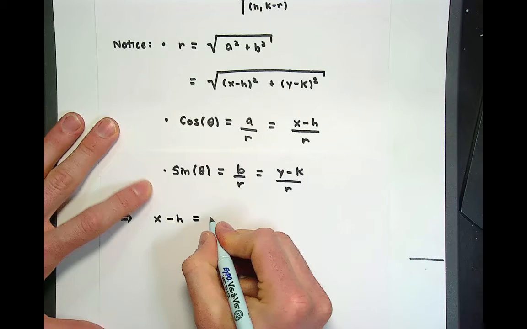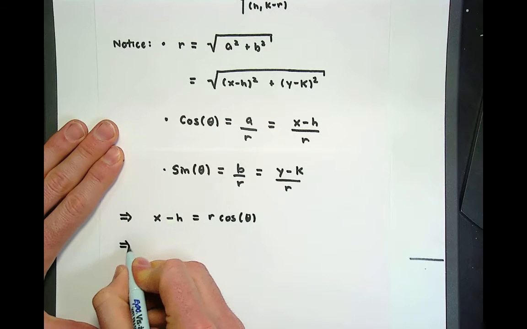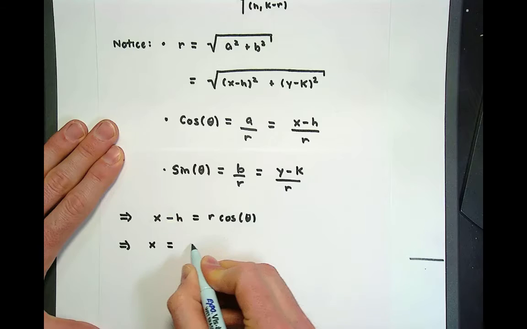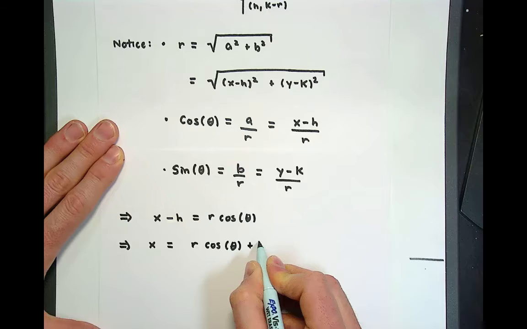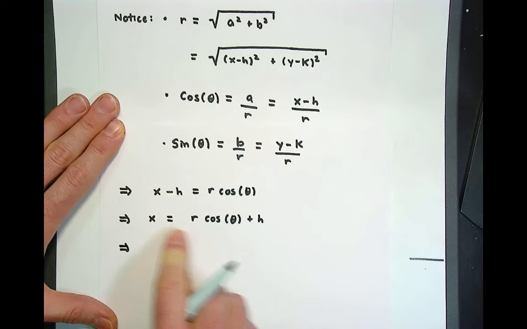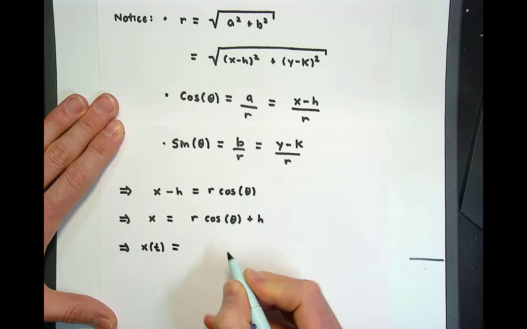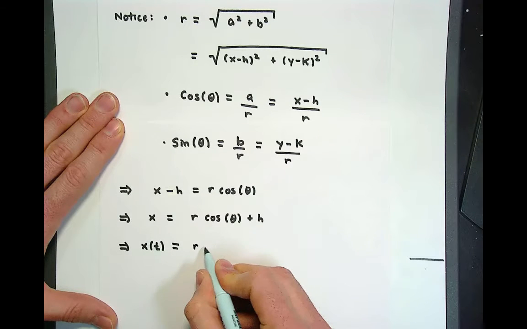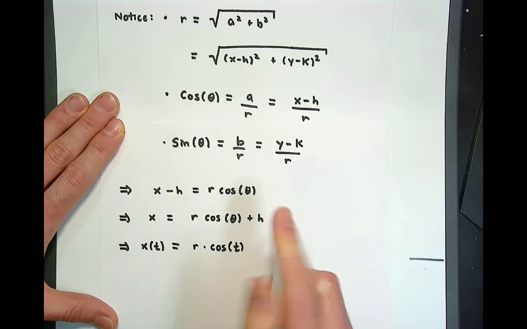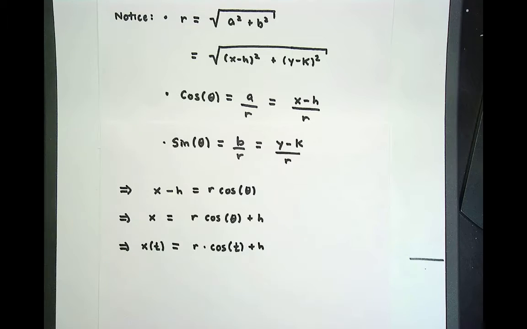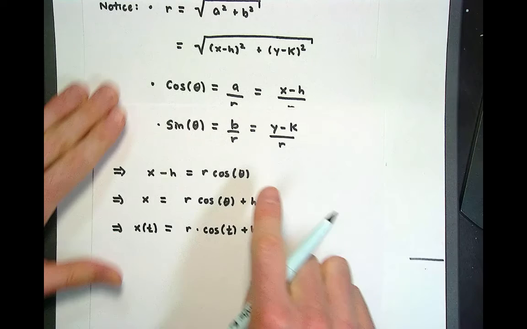So x minus h would be r cosine of theta, which immediately would imply that x was given by r cosine of theta plus h. And remember when we were talking about vector equations, we generally like to use the parameter t to represent time. So this would become r times the cosine of t rather than theta, plus h. That would be the x coordinate of any point on our circle, given in parametric form.